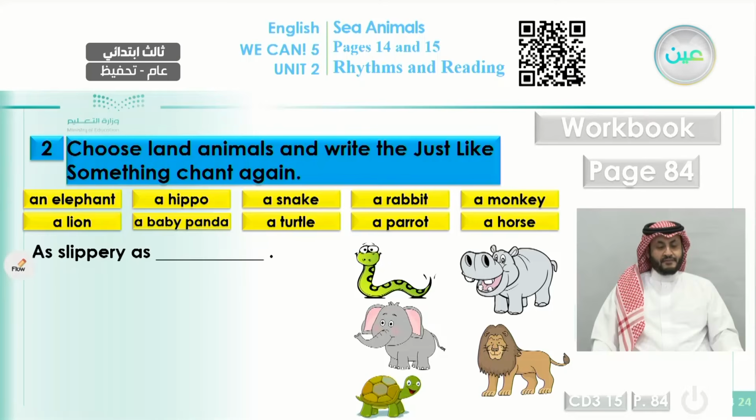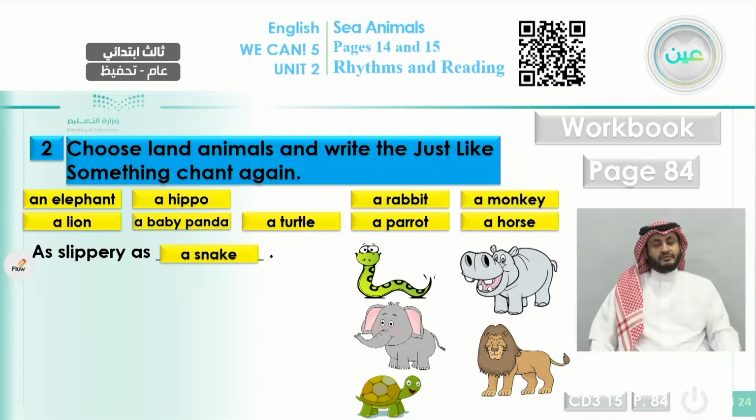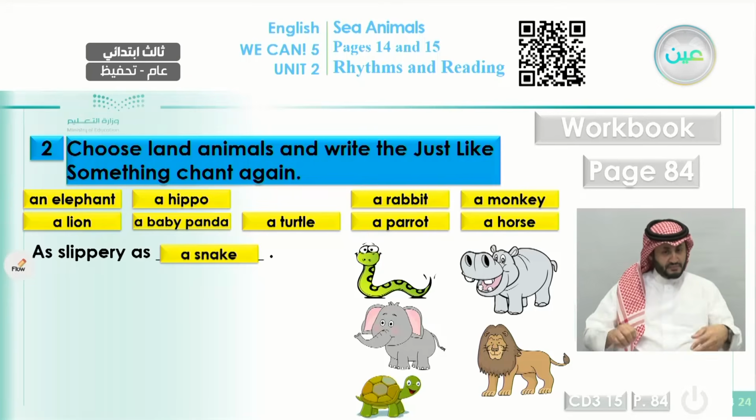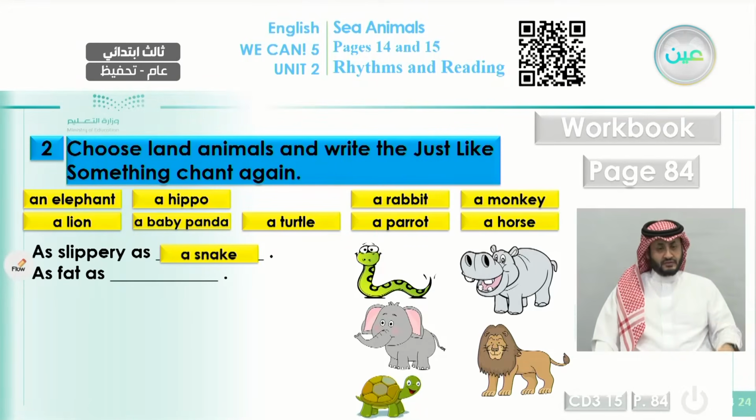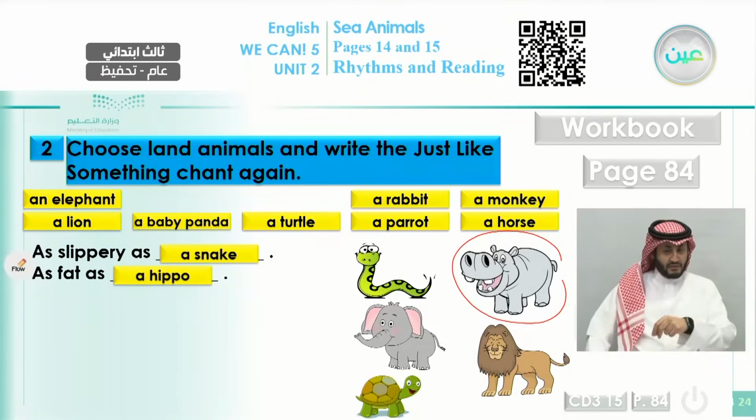Okay, so as slippery as, which one is slippery you think? As a snake. Snake is slippery. So we are comparing something that is slippery and the same like snake. Okay, as fat as, which one? Do you think it's elephant, hippo, lion, baby panda, turtle, a rabbit, monkey, parrot, or a horse? Which one? That's right. The fat animal is the hippo. You can see the picture of hippo in here. That is the picture of hippo.